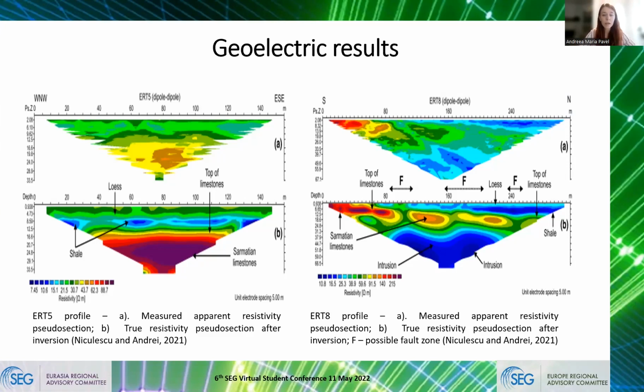Sarmatian limestones. Also on the right side, you can see profile number 8, and from the true resistivity pseudo section, you can observe the intrusion I talked about before, which is indicated by the values of 10 ohm meters, and the Sarmatian limestone, which on this profile is closer to the surface, and of course, you can see the shales as well on the right part of the pseudo section.